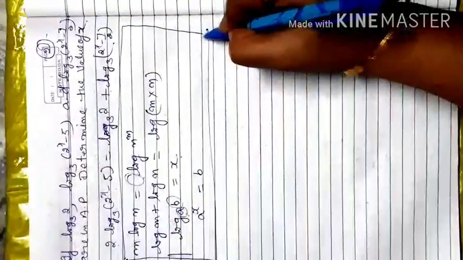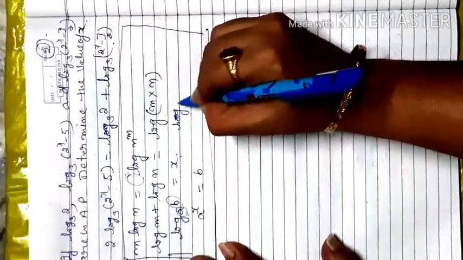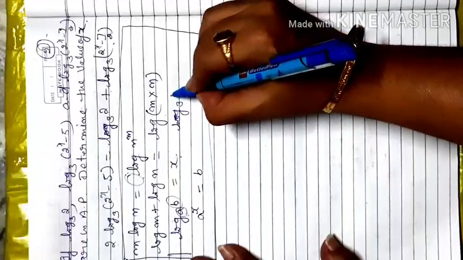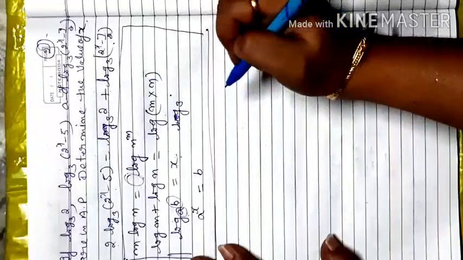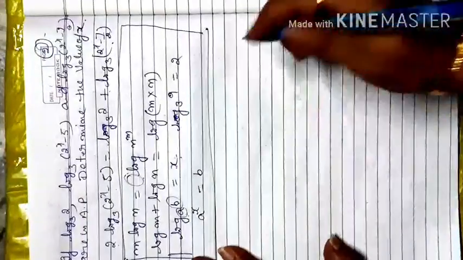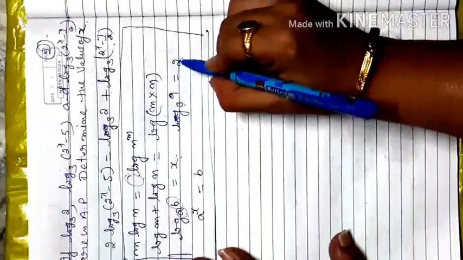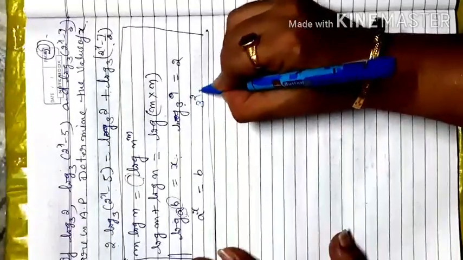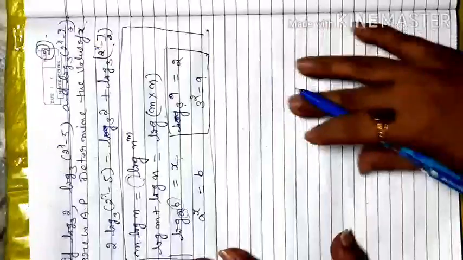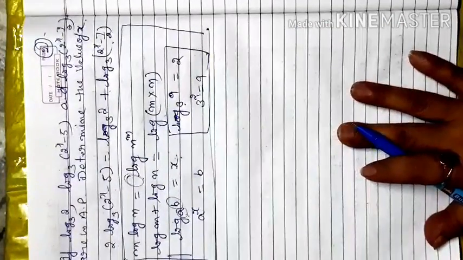Here, suppose I have written log base 3 of 9 equals 2. If you want to write it in the exponential form, it is 3 raised to power 2 is equal to 9. So that is the log form and the exponential form of the expression. Remember these log formulas.